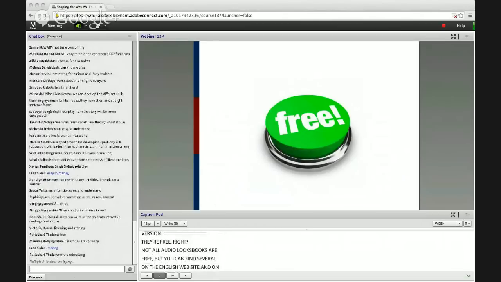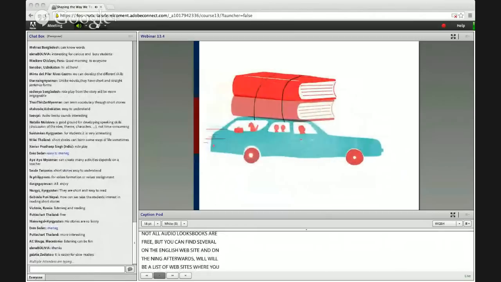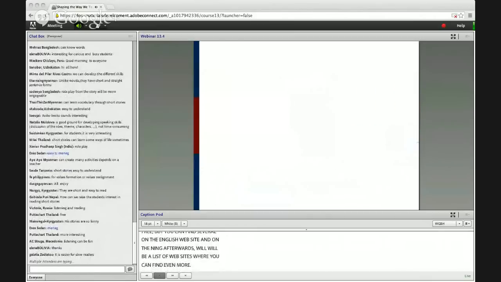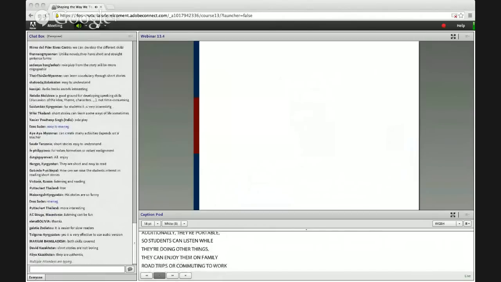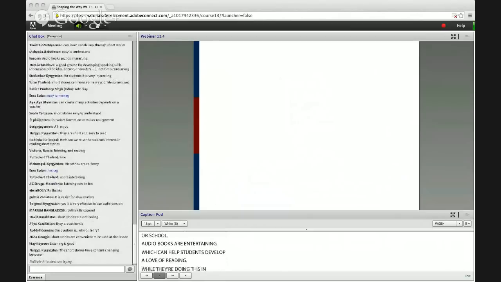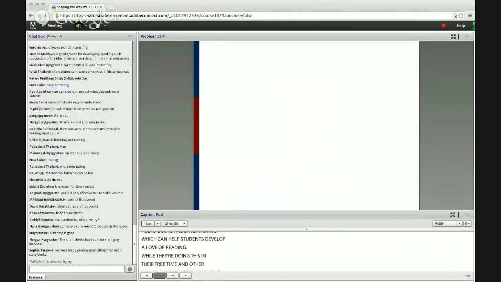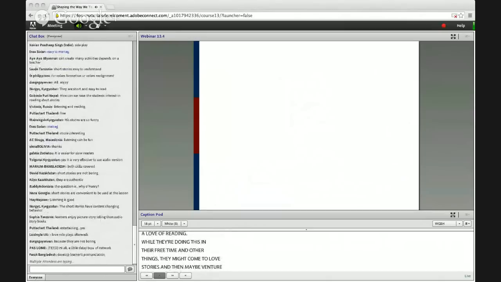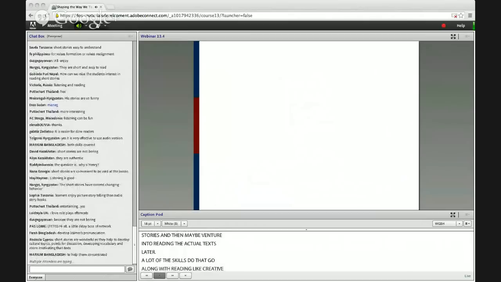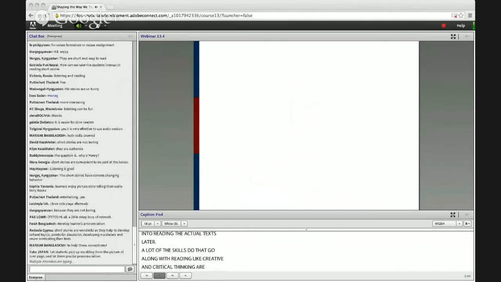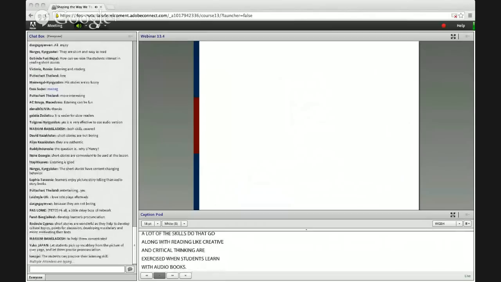Additionally, they're portable. So students can listen while they're doing other things. They can enjoy audiobooks on family road trips or while commuting to work or school. And audiobooks are entertaining, which can help students develop a love of reading. You know, if they're doing this in their free time while they're doing other things, then they might come to really love stories and then maybe venture into reading the actual text later. So a lot of the skills that go along with reading, like creative and critical thinking, are exercised when students learn with audiobooks. So it enhances their reading skills sometimes, too.